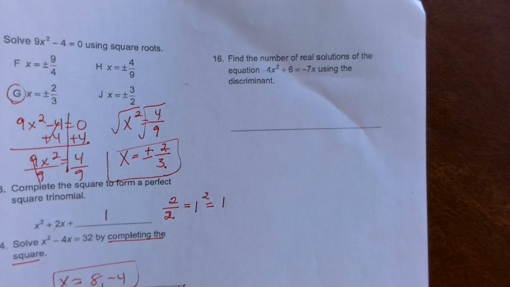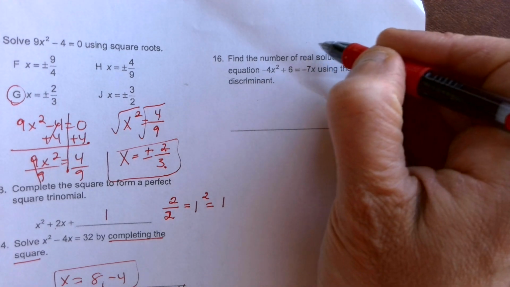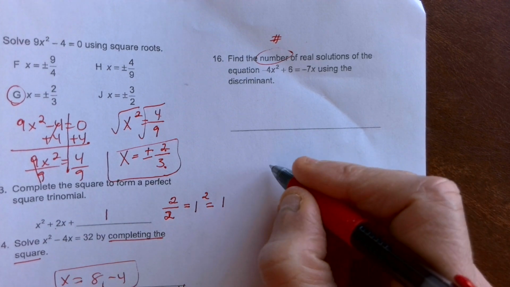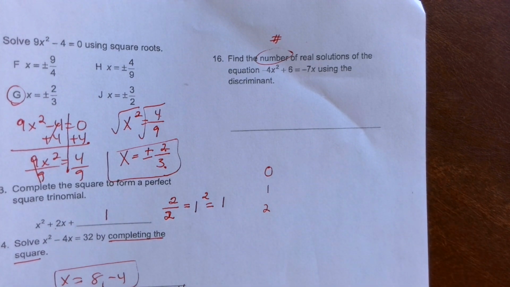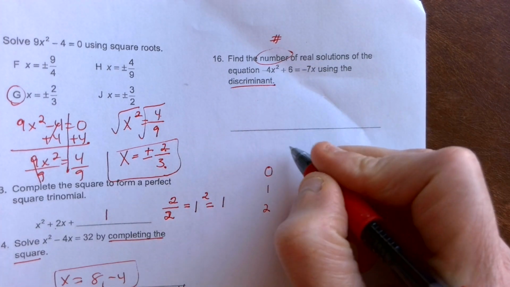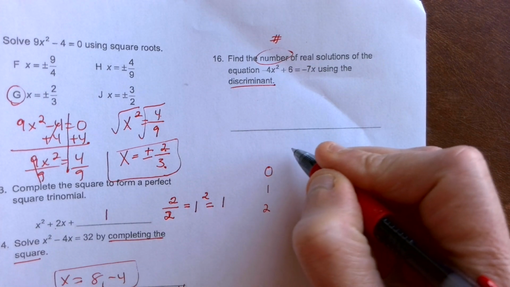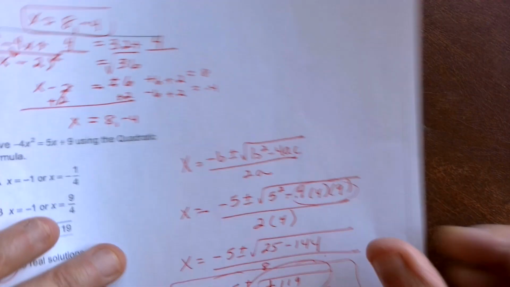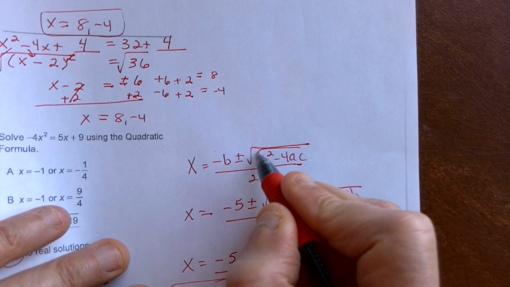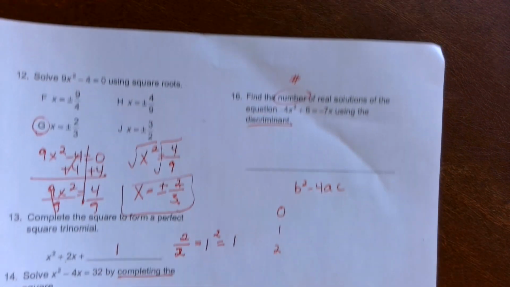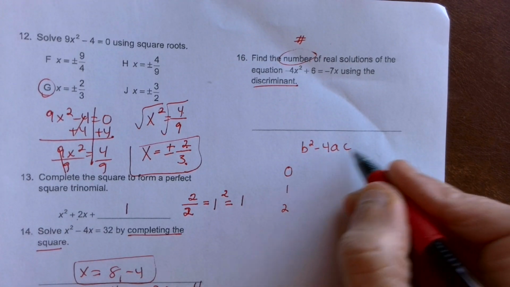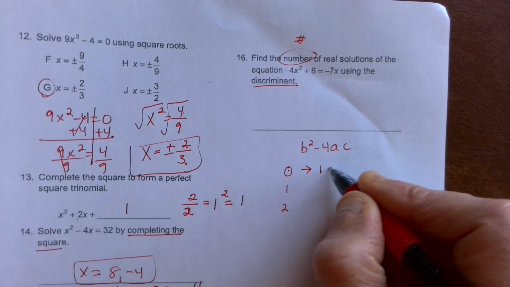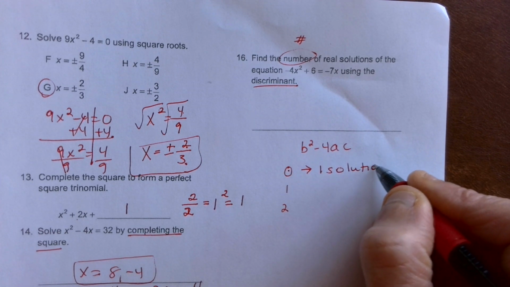The last part I didn't get to go over with you either is finding the number of real solutions. How many are there? There are only 3 possibilities, class: 0, 1, or 2. We use what's called the discriminant, which is b squared minus 4ac, the inside part of the square root, not the square root itself. If I do this and I get a 0 for an answer, that means there is one solution.